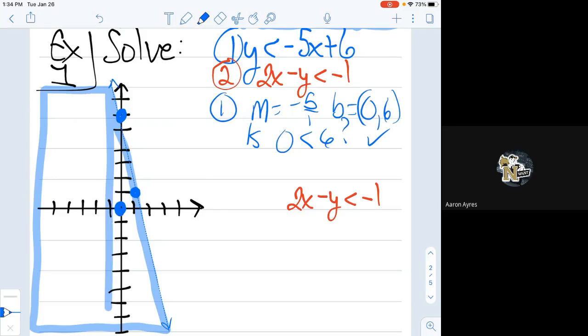The solution is at the very top. It's like a triangle. Wait, why did we mark 0, 0? We always test 0, 0. Is this right? Unless 0, 0 is on one of your boundary lines, you can test 0, 0.